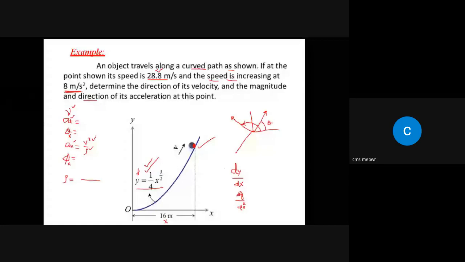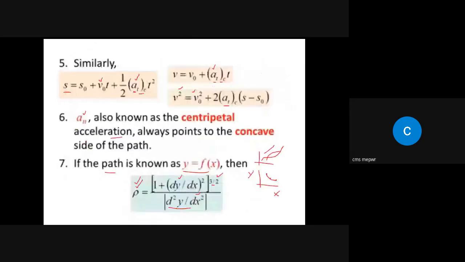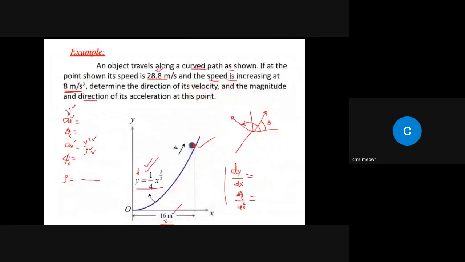But we are also given the x value, right? So whatever values we get over here, we will put x equal to 16 in this equation and in this equation. Once we get both these things, we will put them over here and get this rho. Once we get rho, we will put that rho in this equation and we will get an, right? Yes, sir. So now we have an. Can we find a? Yes, sir. Okay, so one thing is solved, that is the magnitude of acceleration.